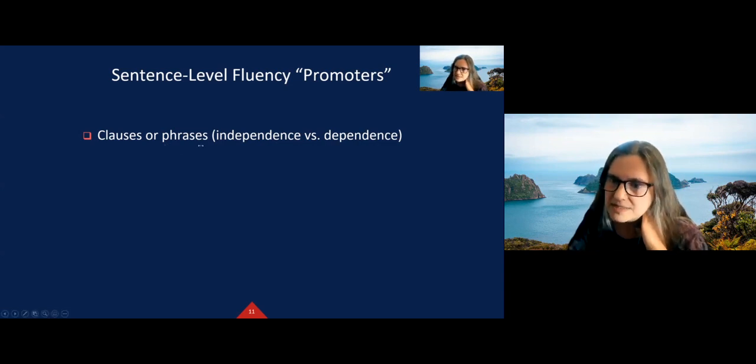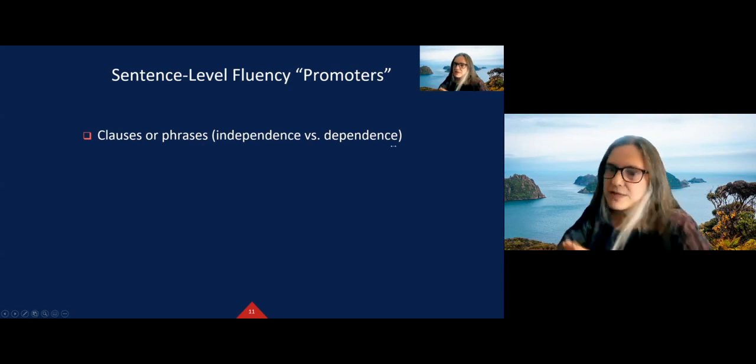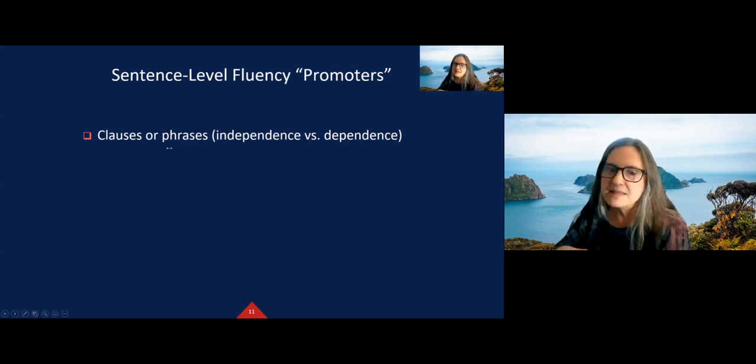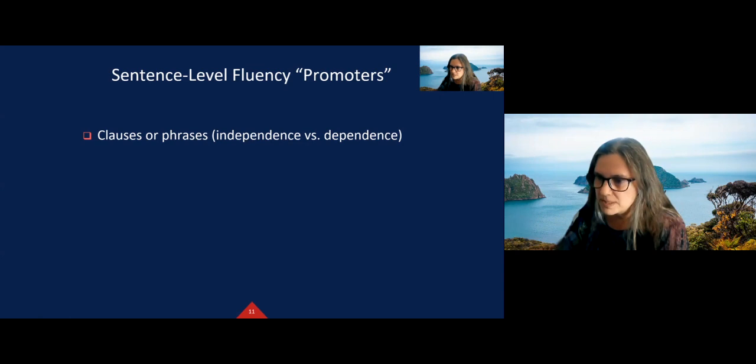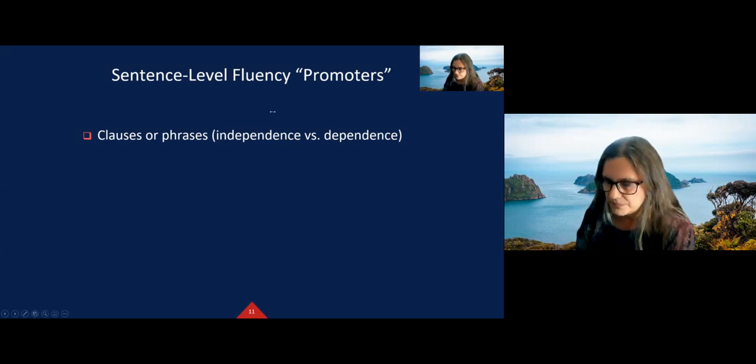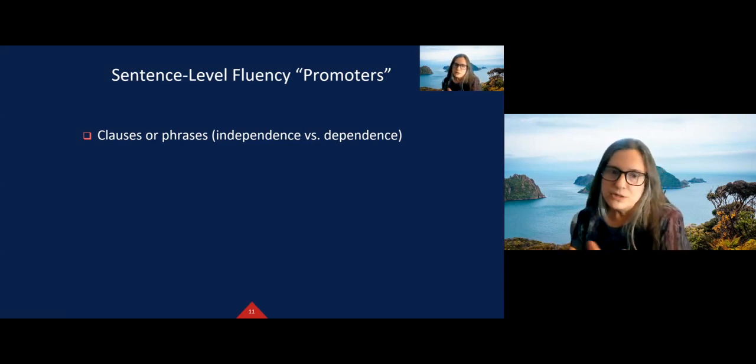A phrase always falls within the dependence conceptual category because it's always missing at least a subject or a verb, often both. It's extra bits of information that help tie ideas together or give us some details that we need, but grammatically, it's not a complete sentence ever. Okay, so using these in different ways can help promote fluency.